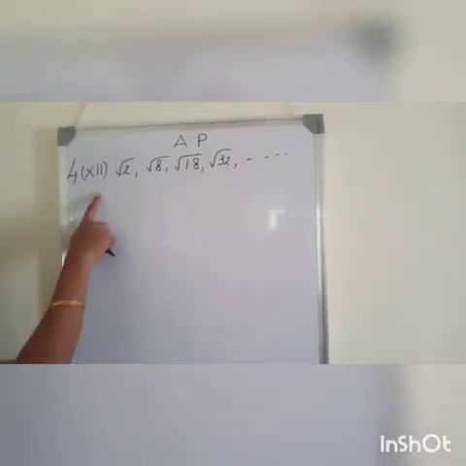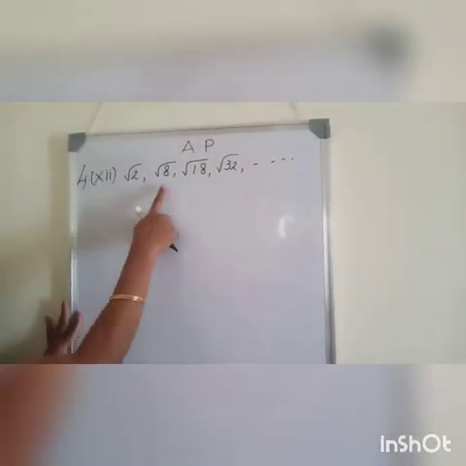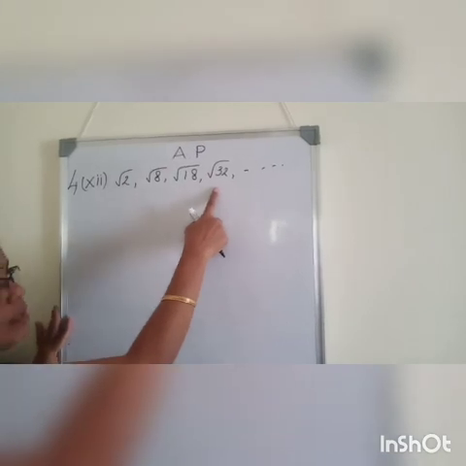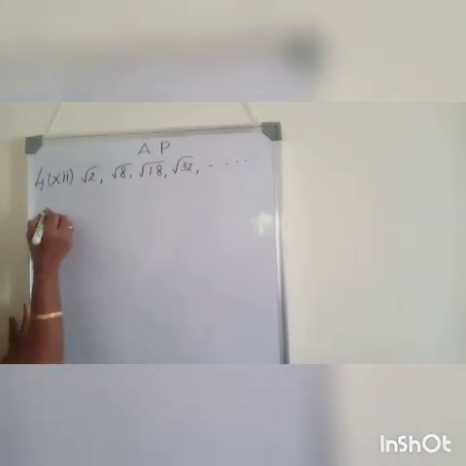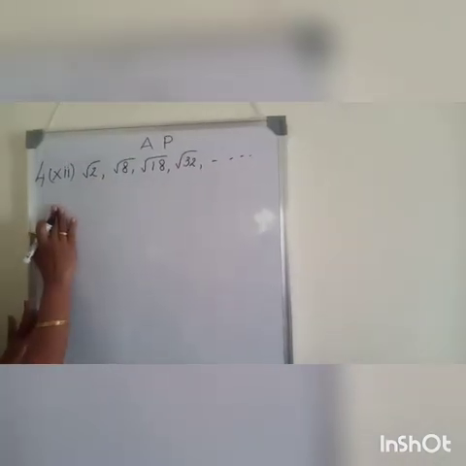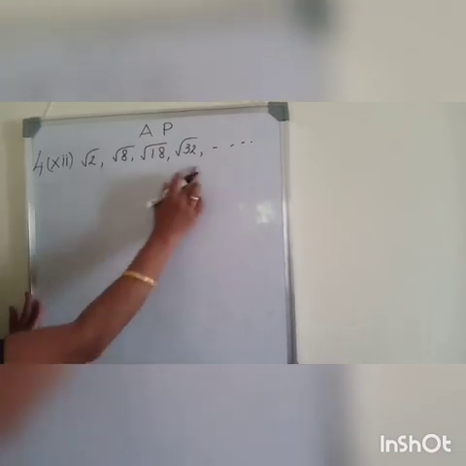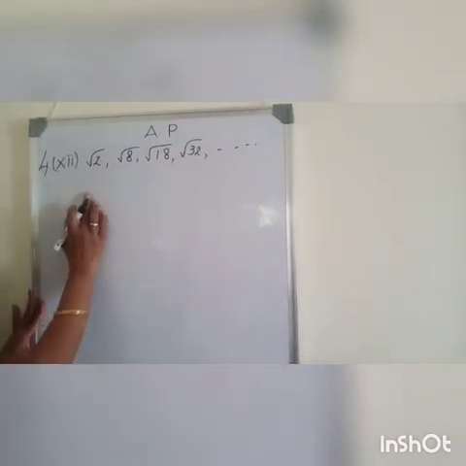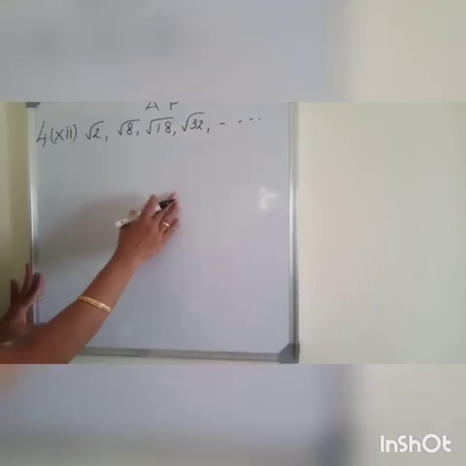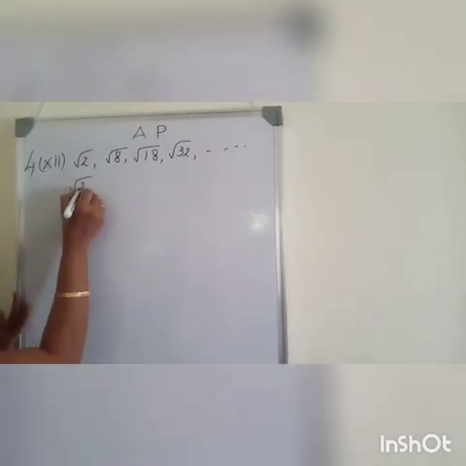Now we'll see the 12th question. Root 2, root 8, root 18, root 32, etc. So first we will see what D is. Before that, we'll simplify these terms. Directly we cannot subtract. First we will simplify all the terms. Root 2 we can write as it is.